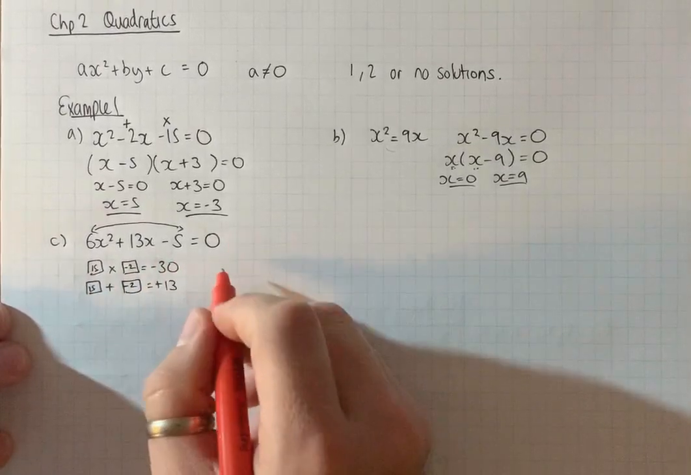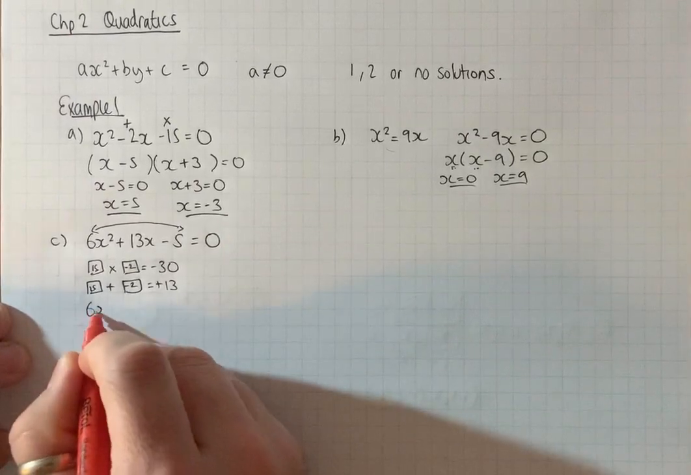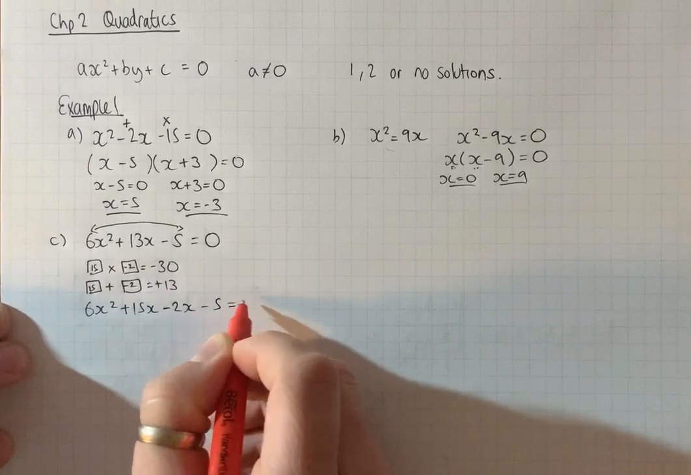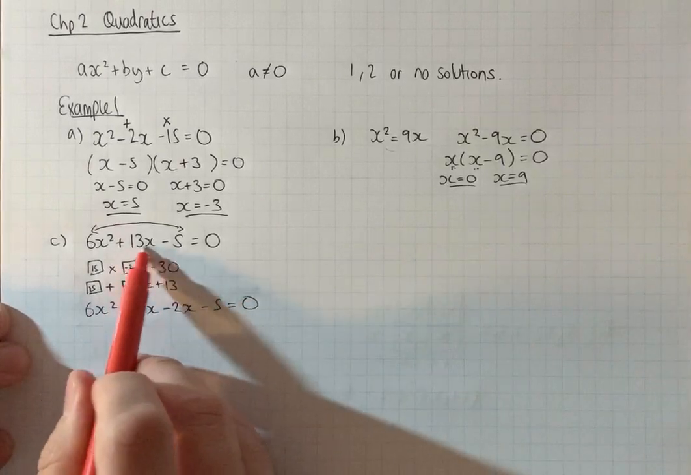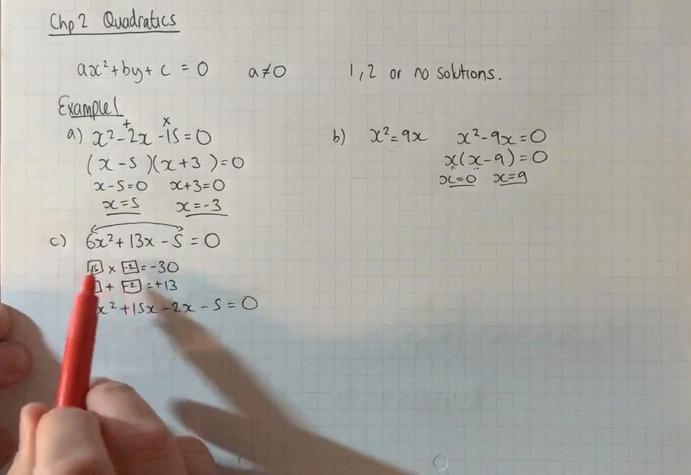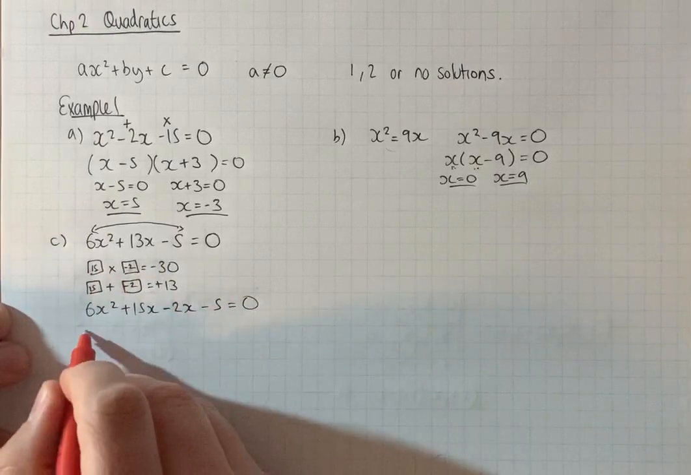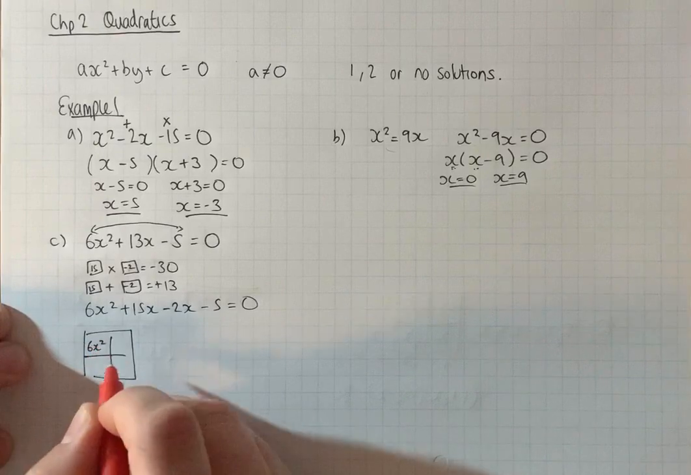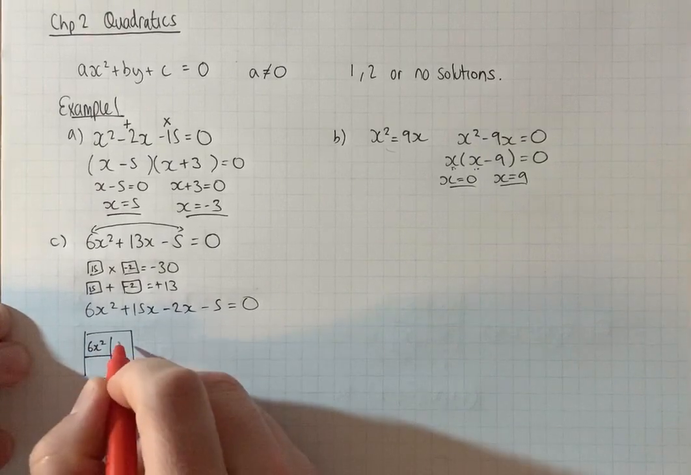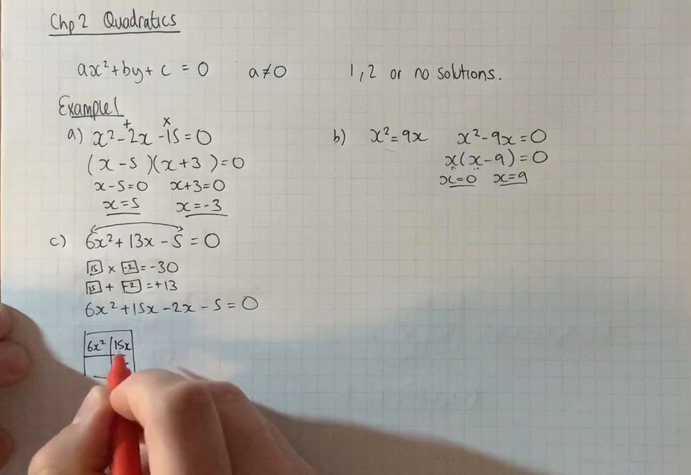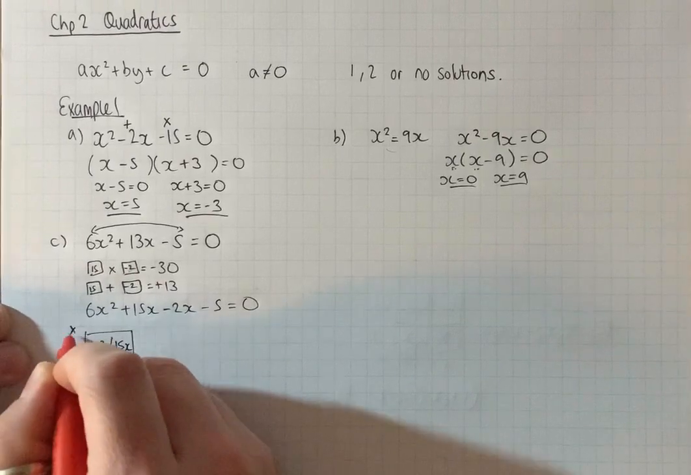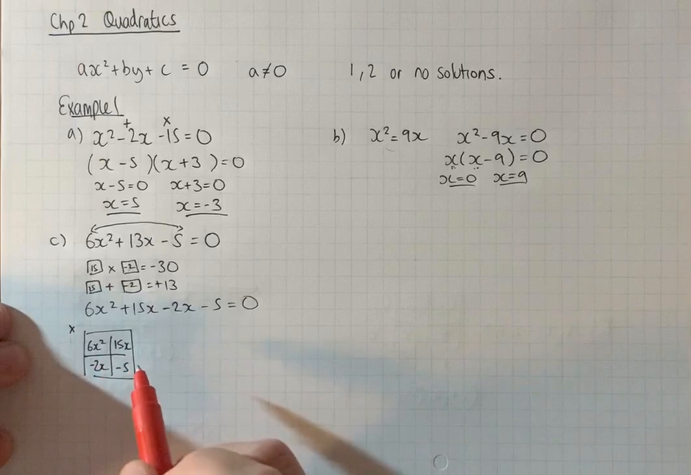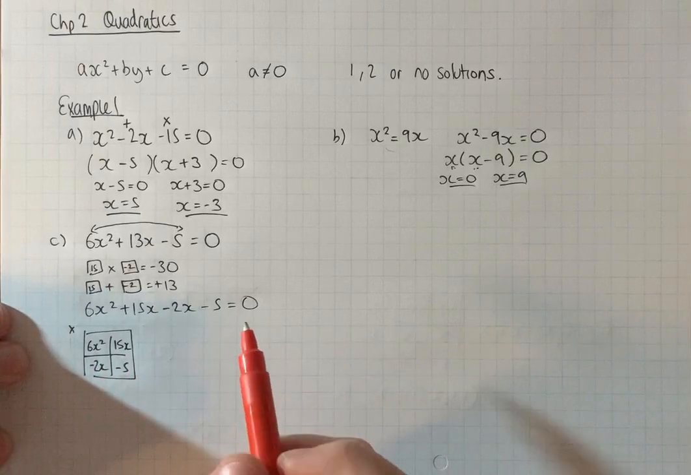And then you split up the middle term. So we have 6x squared plus 15x minus 2x minus 5 is 0. So you swap the middle term for two separate pieces. That then goes into the box: quadratic top left, number bottom right, and the x terms top right and bottom left. And then we say what must multiply together to give us that box, to fill in the box.